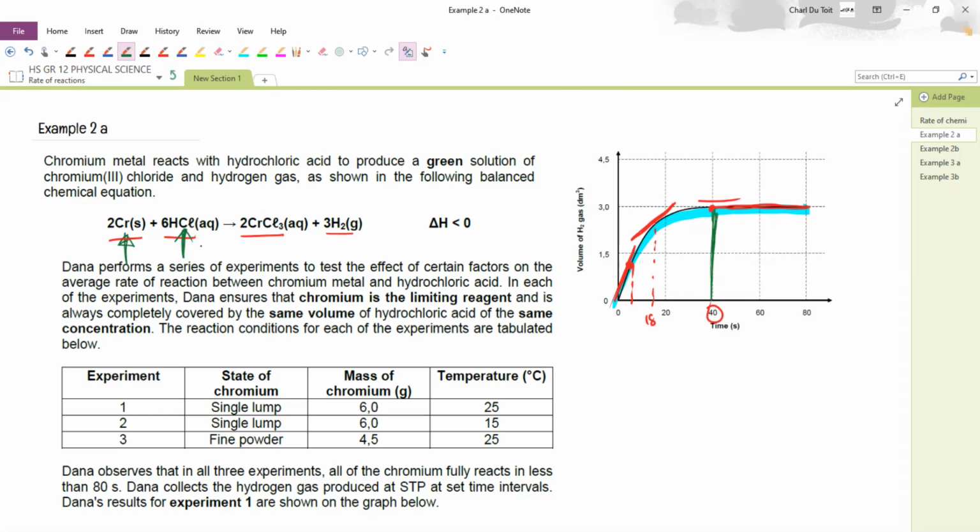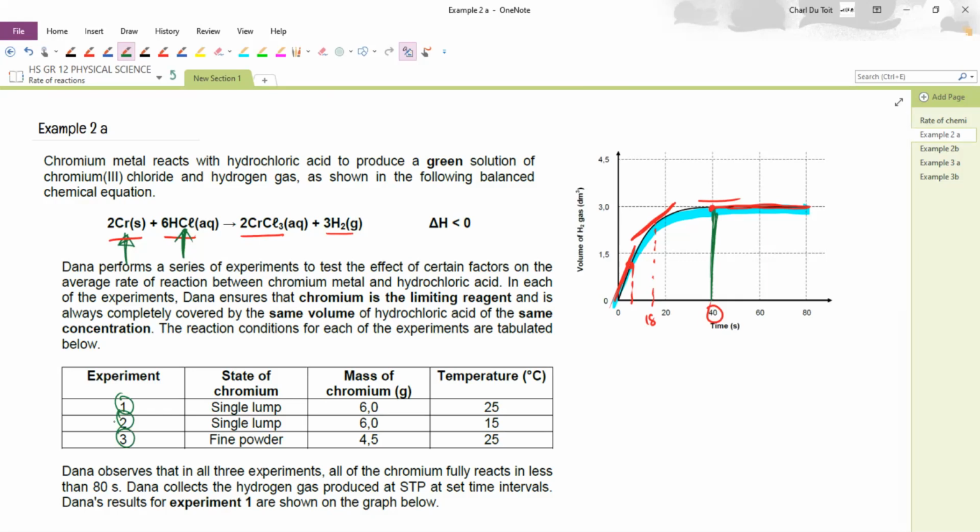So let's just read. Chromium metal reacts with hydrochloric acid to produce a green solution of chromium dichloride and hydrogen gas, as shown in the balanced equation. Okay, then there's a girl, her name is Dana. She performs a series of experiments to test the effect of certain factors on the average rate of reaction between chromium metal and hydrochloric acid. In each of the experiments, so she does 3 experiments. Boom, boom, boom. I'm just reading to try and find out which one is in axis.